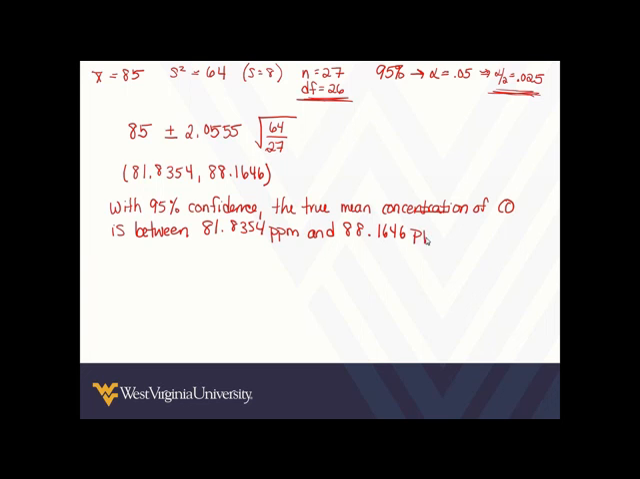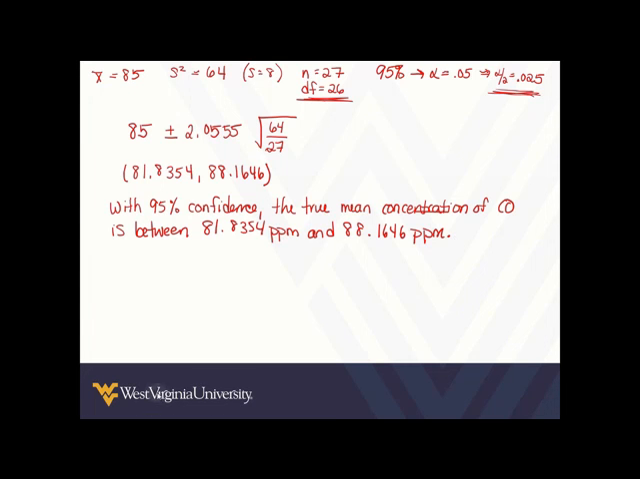88.1646 ppm. I know sometimes it is tempting to be lazy and write, from the above confidence interval, instead of writing out the numbers. That is not acceptable. You do need to write the whole thing out. Be detailed, please.